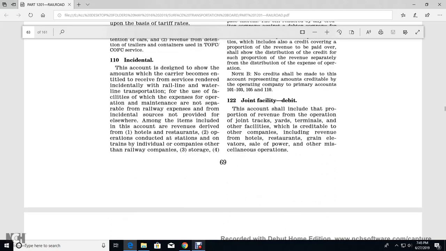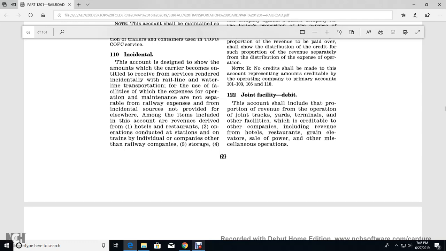122. Joint Facility debit. The account shall include the proportional revenue operation of the joint track and yard terminal for the other facility creditable with the other companies, including revenue from the hotels, restaurants, grain elevators, sale of the power, and other miscellaneous operations.